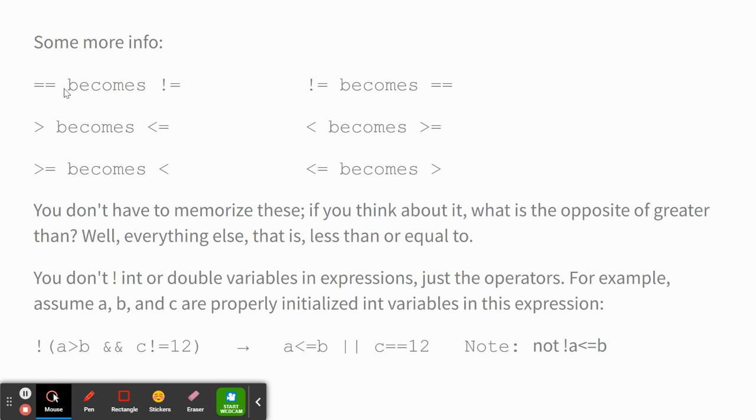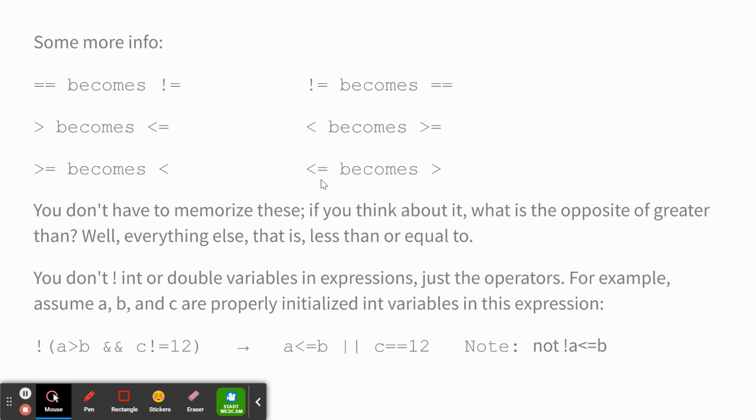So just a summary here. A double equals becomes a not equal. Here's one that might not be intuitive to you, but greater than becomes less than or equal to. Because what's the opposite of greater than? It's not less than, it's everything else that's not greater than. So that becomes less than or equal to. And the same with less than, which becomes greater than or equal to. And a not equal to becomes equal to.